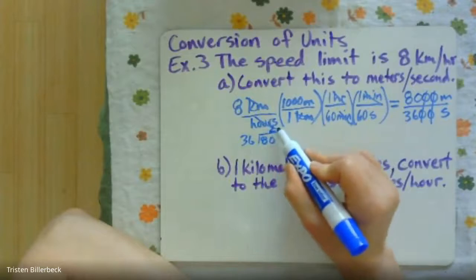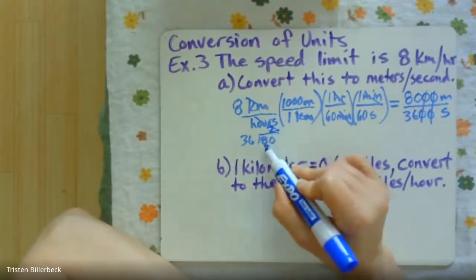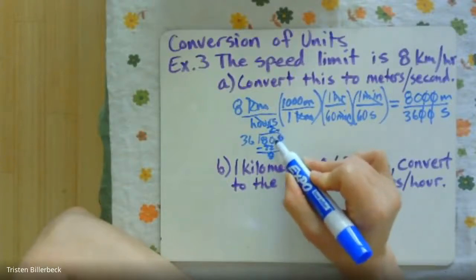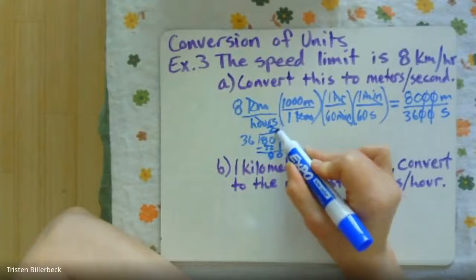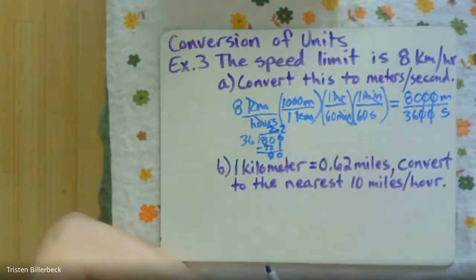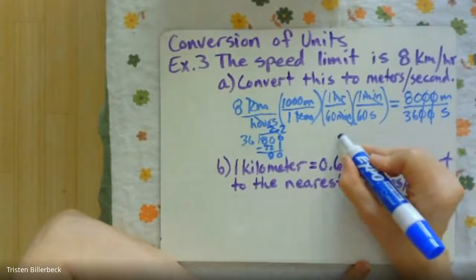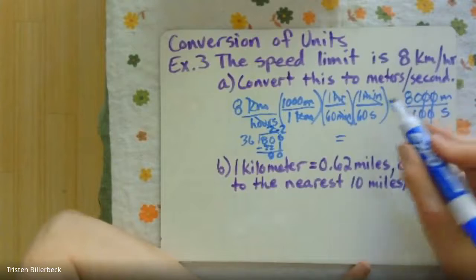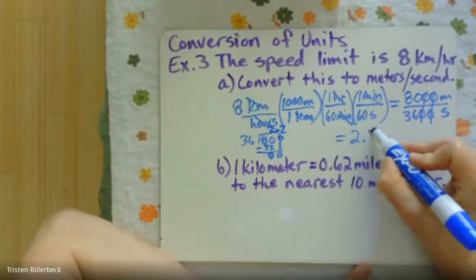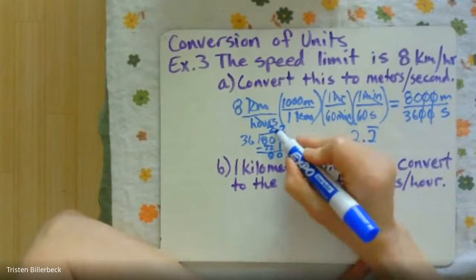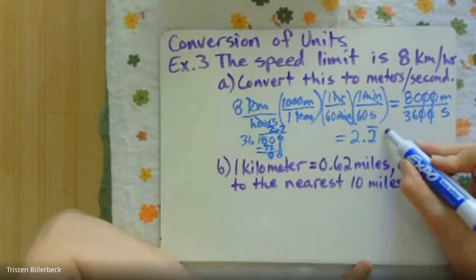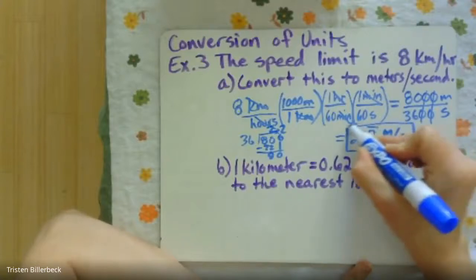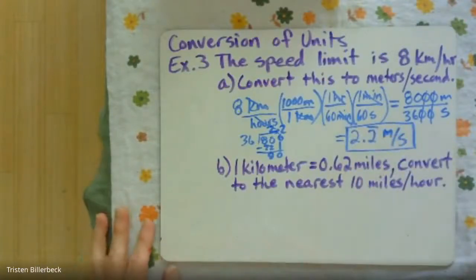Okay, so there's 236 in that, so that's 72. Gives us another 8, and we drop that down. So it just looks like it's 2.2, and it's going to just keep going. Oh, and it says to the nearest meter. No, it just says convert to meters per second. So 2.2 bar, because this is going to repeat, meters per second. So that's how you would do the conversions.